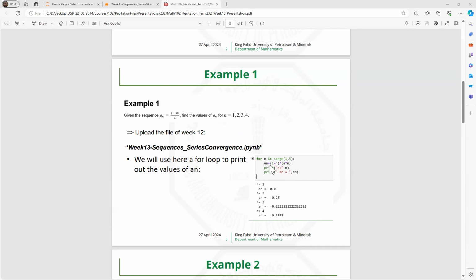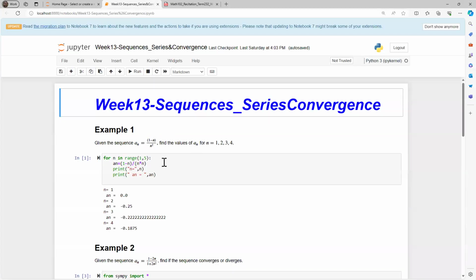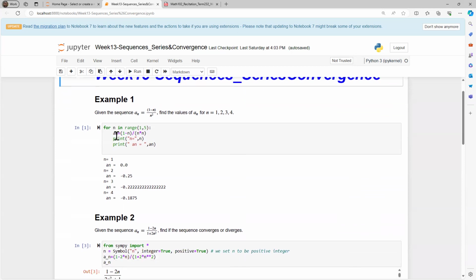In our for loop, as you see on this right side, for n in the range from 1 to 5, we define a_n, which is 1 minus n divided by n squared. We'll print n, we'll print a_n. And here is the display of our sequence terms. Here is the Jupyter Notebook file. This is the sequence term, a_n equals 1 minus n over n squared. Here is the for loop, and here is the display. Okay, hopefully everything is clear.